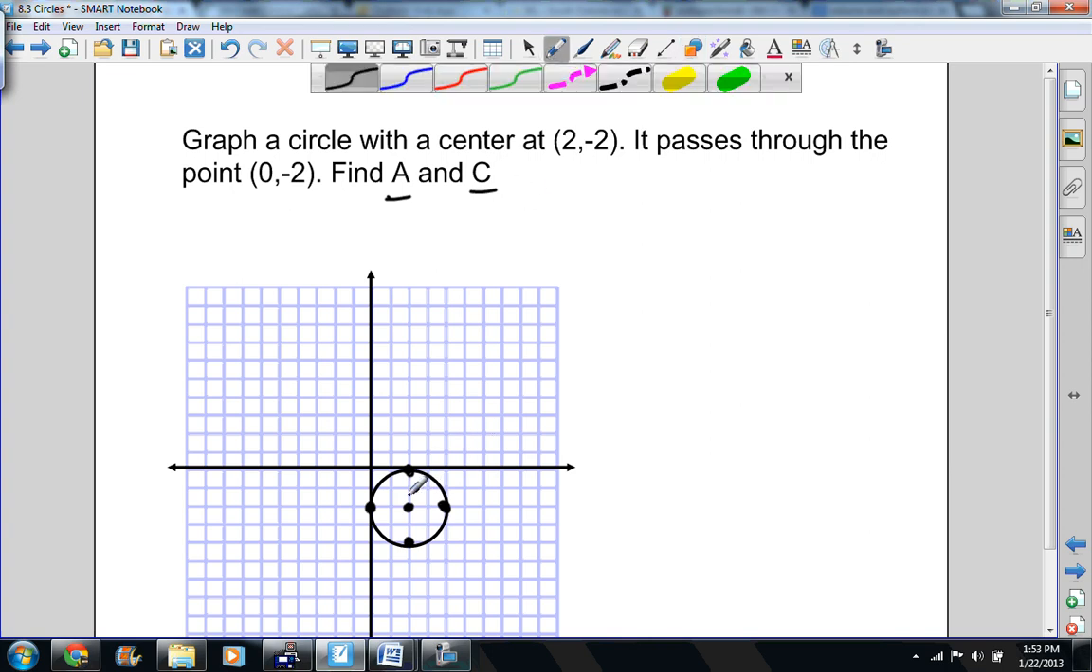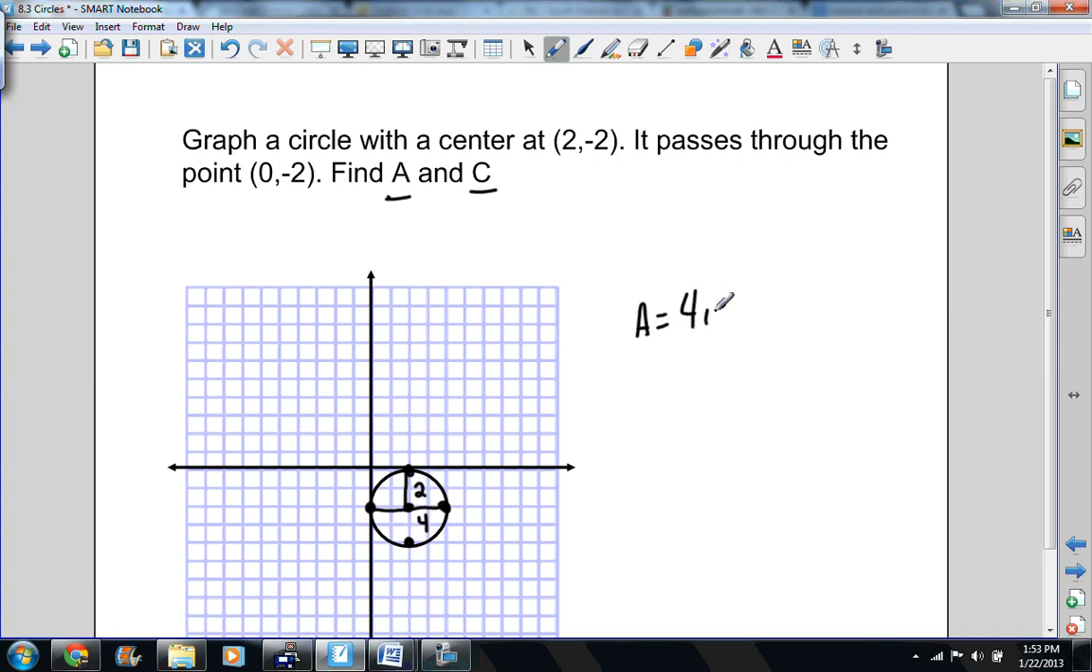Okay, well, that means the radius is 2 and the diameter is 4. So our area will be 4 pi, and our circumference will be 4 pi. And right here, this circle is the only time you will have your area and your circumference be the same.